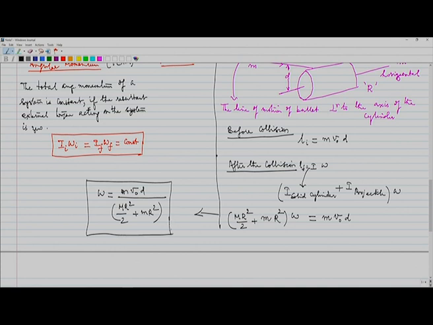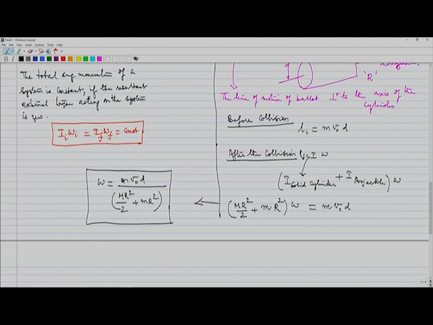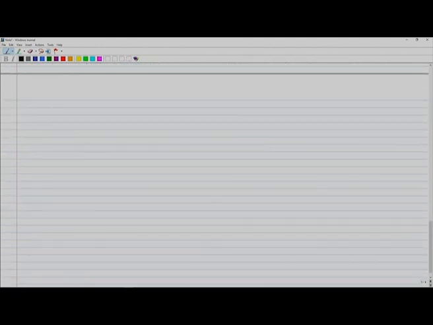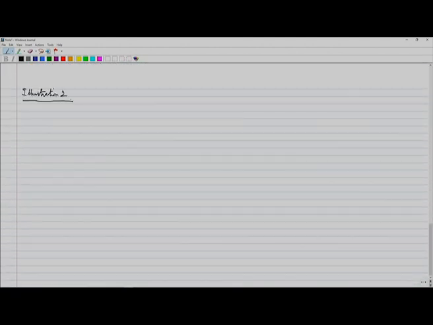In fact, this expression can be used to find the velocity of a bullet, because the bullet will whiz past very fast. So once you make the bullet hit a cylinder and get embedded on the surface, which is important, then we can measure omega, and through that we can find the value of v naught. Okay, we'll consider one more illustration.